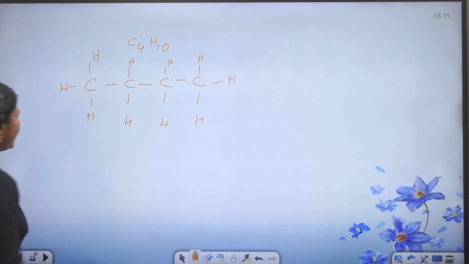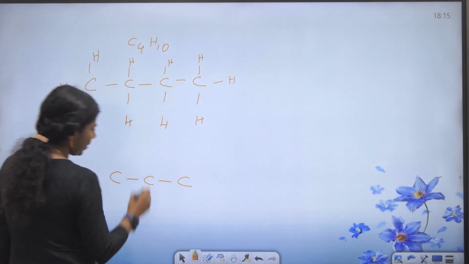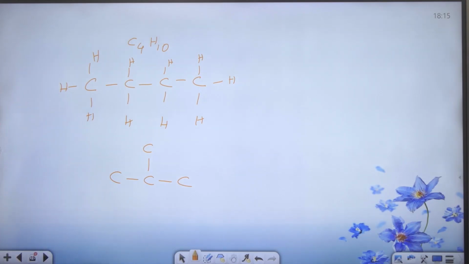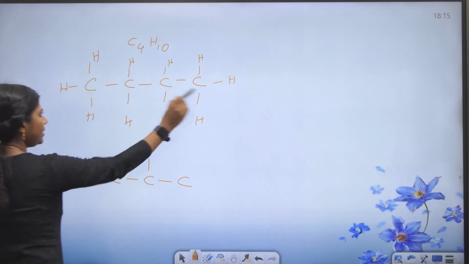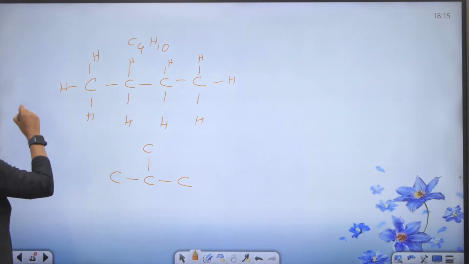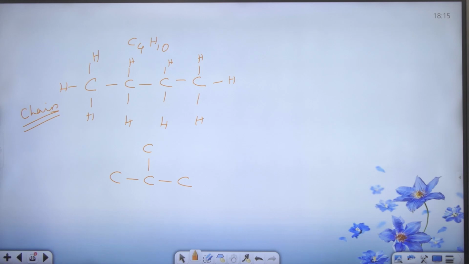We can draw it like this. The 4 carbon atoms connect like this. In this type, the 4 carbon atoms are connected like a chain. This one is a chain molecule. This structure is a chain. 4 carbon atoms connected like a chain.